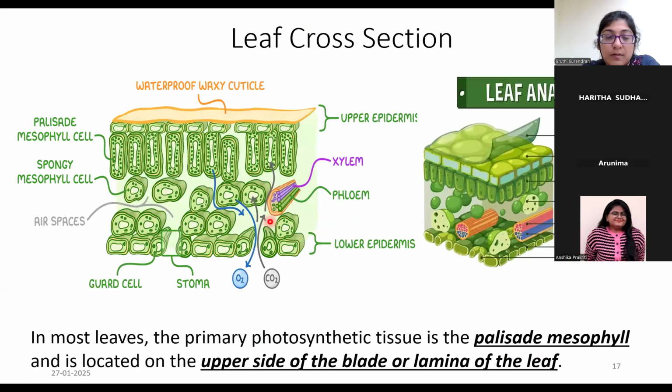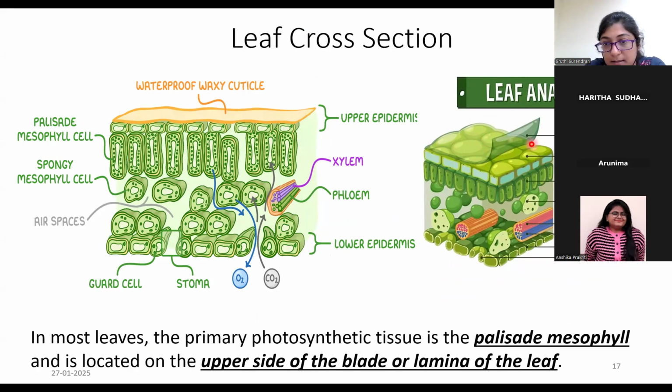So now we know what a leaf is. Let's go see what the inside of the leaf looks like. If you take a cross section of a leaf, you can see that the leaf on the surface has got a waterproof waxy layer called the cuticle. It is more evidently visible in this diagram.